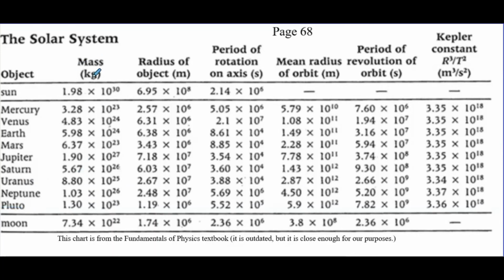Masses are there in kilograms. You'll notice it's all scientific notation. The radius of the objects varies in size, right? From an order of magnitude of a million to 10 million to 100 million meters. The sun is the largest thing in our solar system, and it's got a radius of basically 700 million meters. The moon is in its own little category, and that's because the moon orbits Earth. All of these planets orbit the sun, so they're in their own category because that's how they orbit.